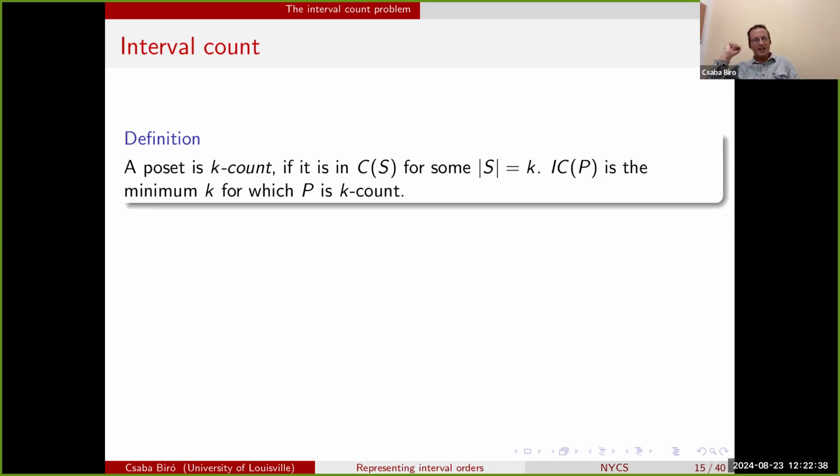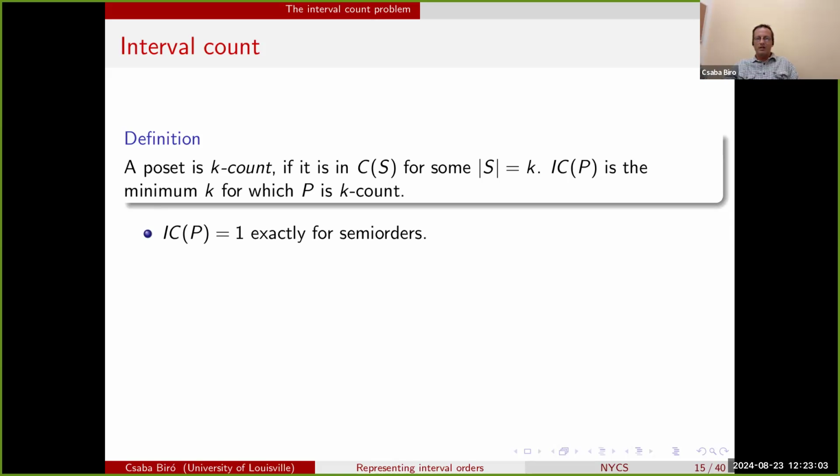A poset is K-count if it is in CS for some S having K elements. So this means that one can represent this poset with K different interval lengths. And ICP is going to be the minimum K for which P is K-count. It's called the interval count of the poset.